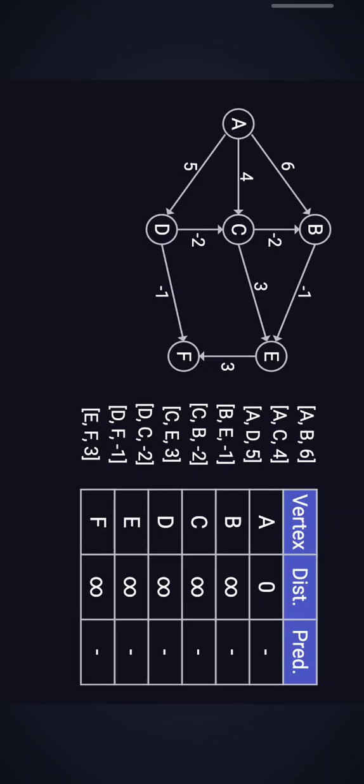Now let's start the iterations, or relaxation process. According to the Bellman-Ford algorithm, we need to perform v-1 iterations. Since our graph has 6 vertices, we'll perform 5 iterations. In the first iteration, we go through all edges one by one and try to update the shortest paths from A.